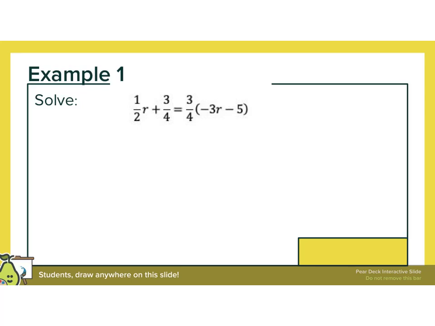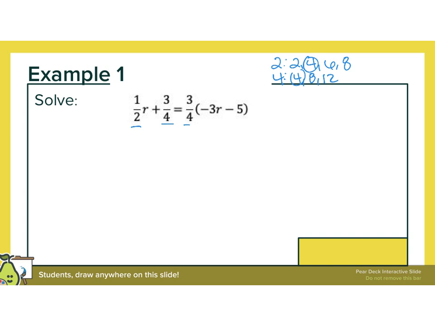All right, so for our first example, I'm going to walk you through those steps, okay? I've got fractions. I don't want fractions. I want to get rid of them. So look at the denominators. I have 2's and I have 4's. Multiples of 2 are 2, 4, 6, 8. Multiples of 4 are 4, 8, 12. Least common multiple is 4. I'm going to multiply each term by 4, okay?